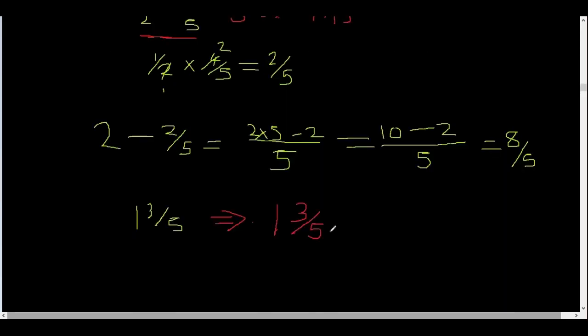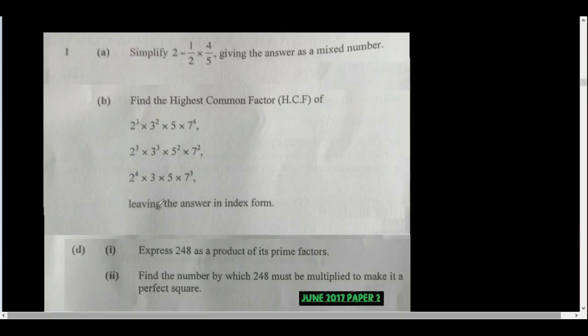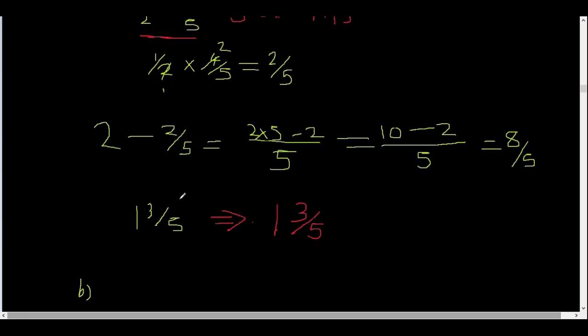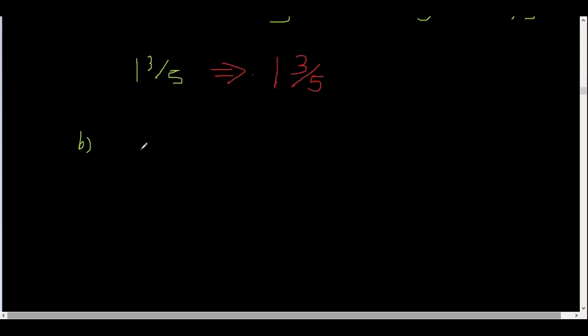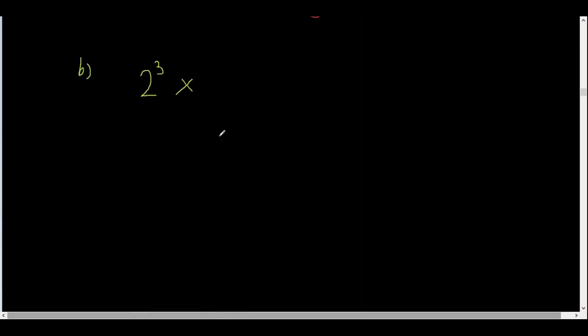Then we move on to the second question. Here we are dealing with the highest common factor. If you check here, on the 2 columns, we have 2 to the power 3 being common. Therefore, 2 to 3. Then we check again on 3. We have 3 being common, because here we do not have 3. We only have 3 squared. Then 3 is common everywhere.